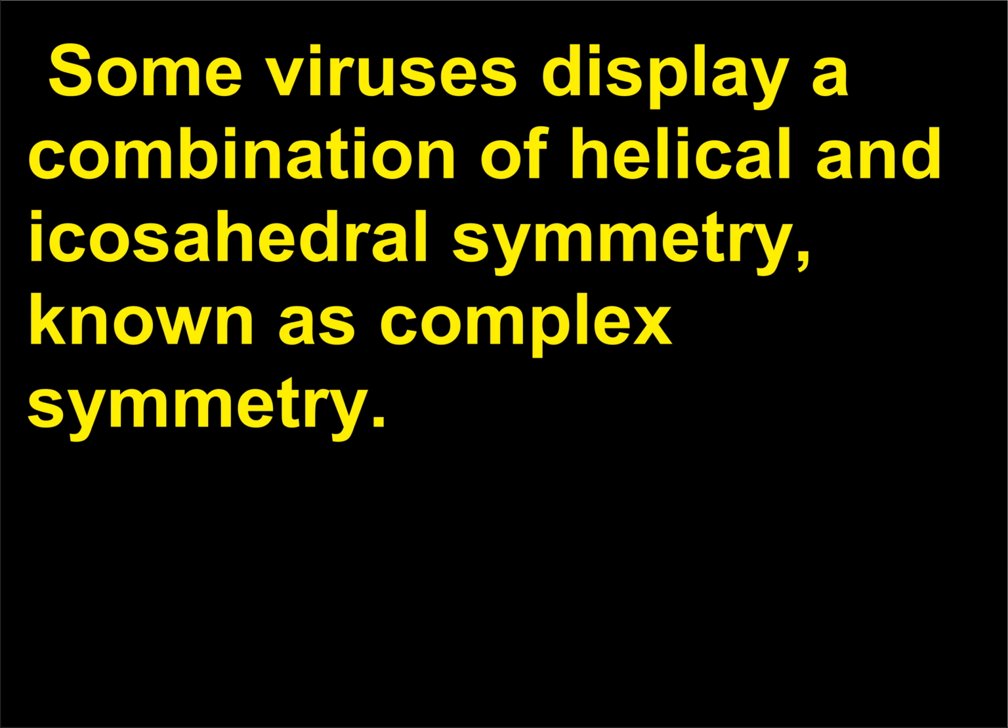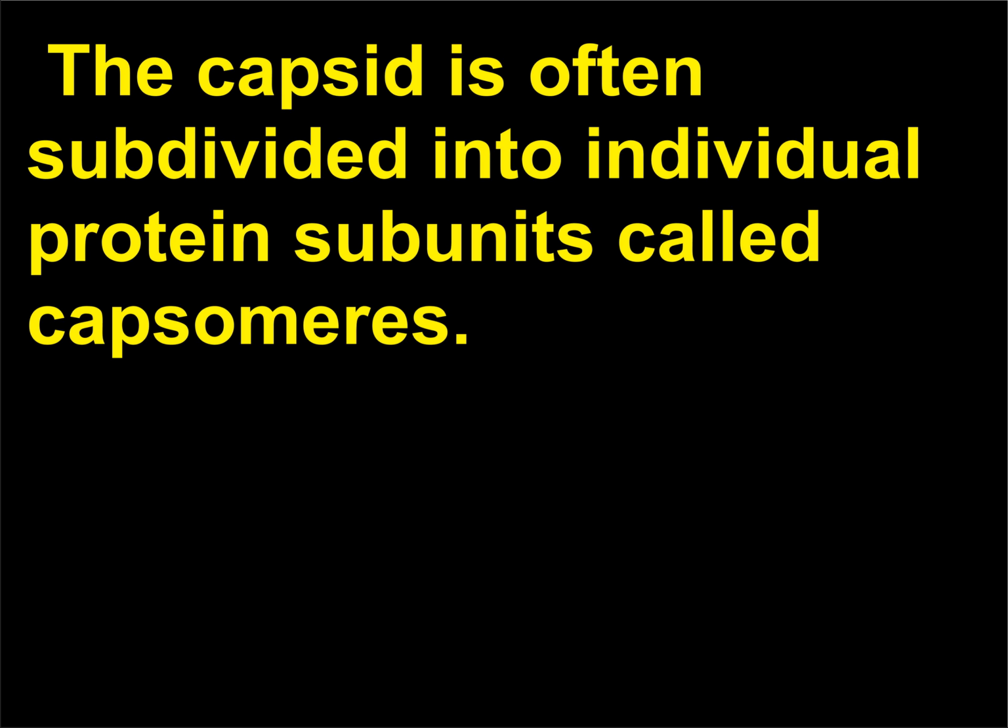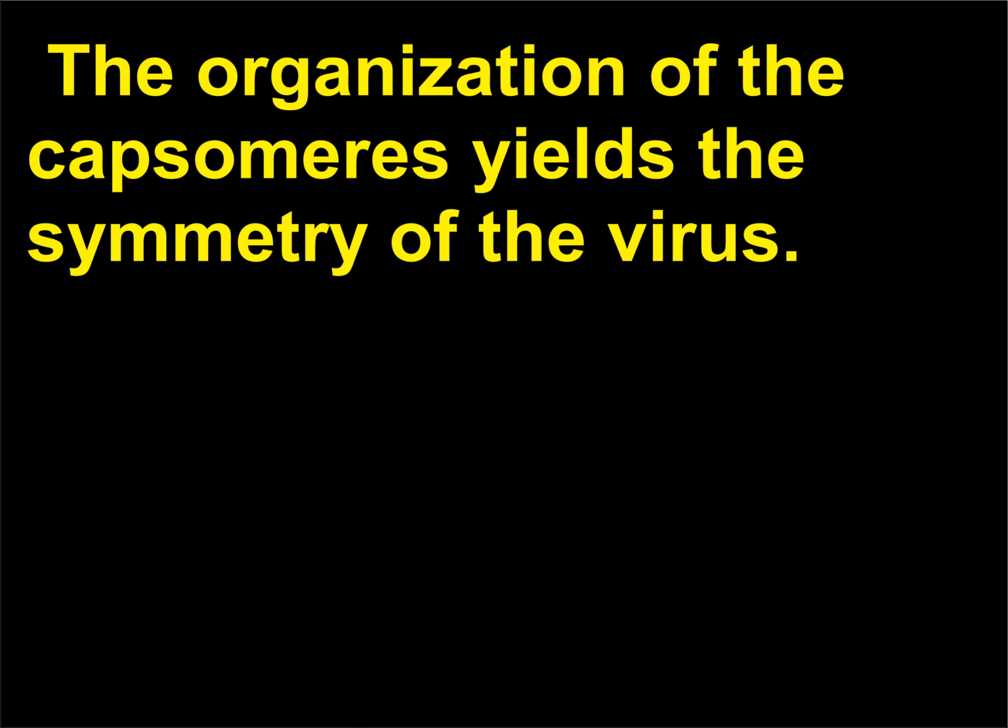Some viruses display a combination of helical and icosahedral symmetry, known as complex symmetry. The capsid is often subdivided into individual protein subunits called capsomers. The organization of the capsomers yields the symmetry of the virus.